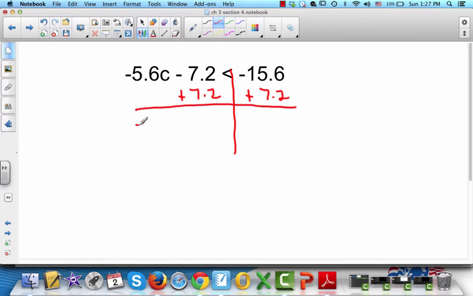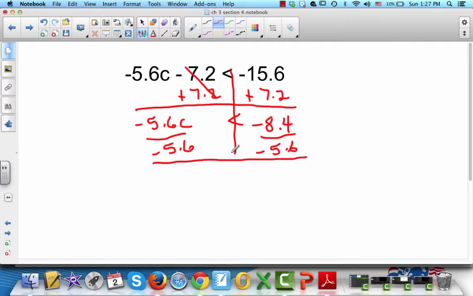Okay, so that gives us negative 5.6c is less than, these cancel each other out. And we've got different signs, so we're going to get the difference between the two numbers. 15.6 minus 7.2 gives us 8.4. And the negative sign is with the bigger number, so we put a negative number there. Now we divide by negative 5.6 and divide by negative 5.6.